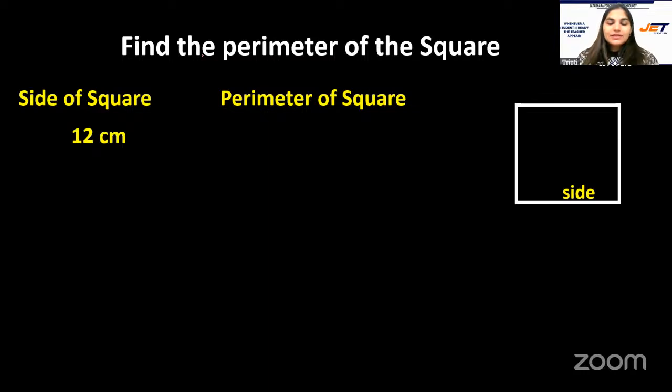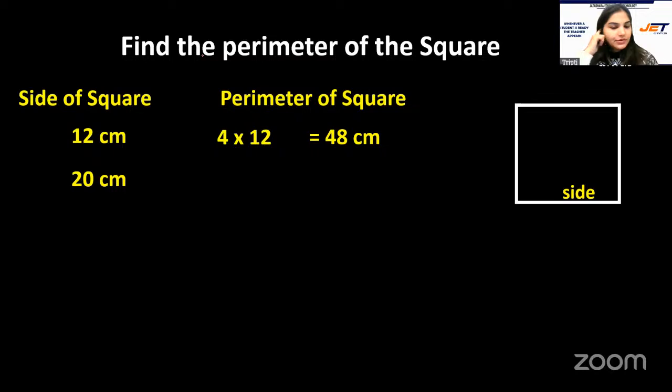12 centimeters is the side. Find the perimeter. So 12 times 4 or 4 times 12 is equal to 48 centimeters. 48 centimeters.